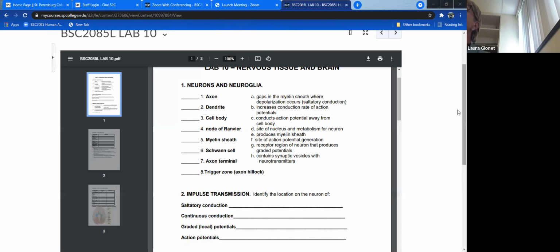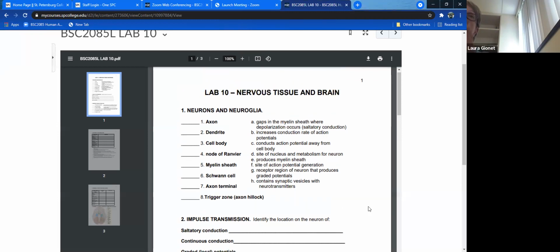Okay, so let's start with the document, the lab that we're going to be filling out, and then we'll move on to the images. So this is the nervous tissue and brain. We looked at some of these models in the lecture class, and some actually I think we looked at in the peripheral nervous system, and then we're looking at it again in the central nervous system. Okay, so we have neurons and neuroglia.